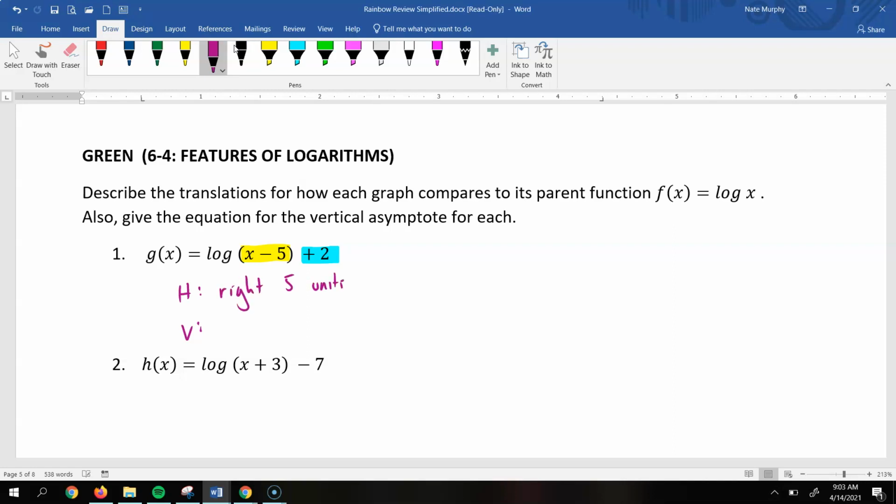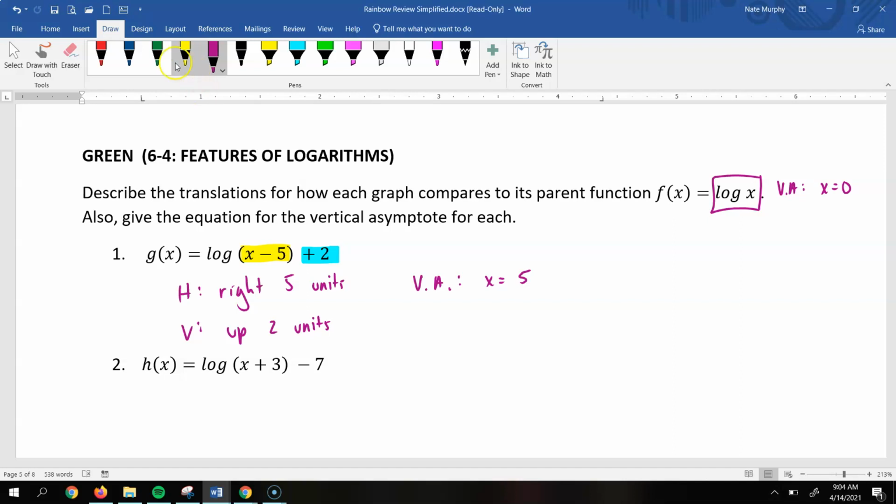The plus 2 is happening after we take the log of x minus 5. That means it's going to be affecting the graph vertically by going up 2 units. Now remember, this parent function has a vertical asymptote at x equals 0. It would be a vertical line going through where x equals 0. Since we're going to move that right 5 units, the vertical asymptote is now going to be at x equals 5.